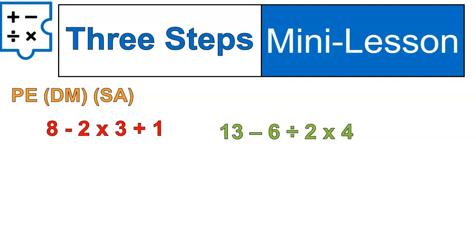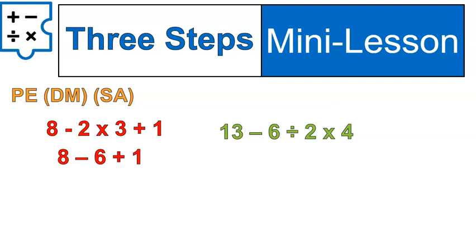So when you're looking at this, 8 minus 2 times 3 plus 1, what do we do first? There are only 3 things you could do. You could do 8 minus 2, you could do 2 times 3, or you could do 3 plus 1. Subtraction, multiplication, or addition. We look at the list up top of the order of operations, and we know we do the multiplication first. 2 times 3 is 6. Everything else stays the same.